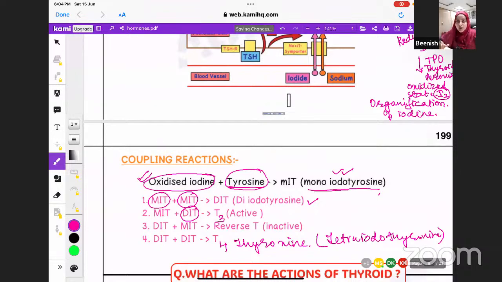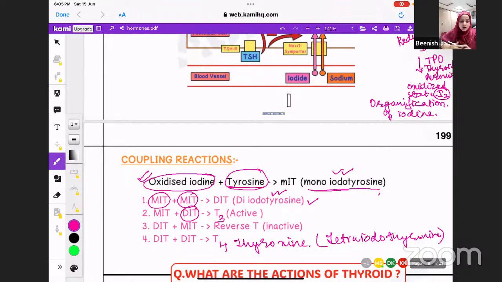Now, this monoiodotyrosine, if two of them combine together, they form diiodotyrosine. And if one monoiodotyrosine combines with one diiodotyrosine, you end up with T3. And if one DIT combines with one MIT, you end up with reverse T3. And if two DITs combine together, you end up with T4. So you see your T3, T4, that is the thyroid hormones, they have been synthesized. So that was about the synthesis of thyroid hormone.